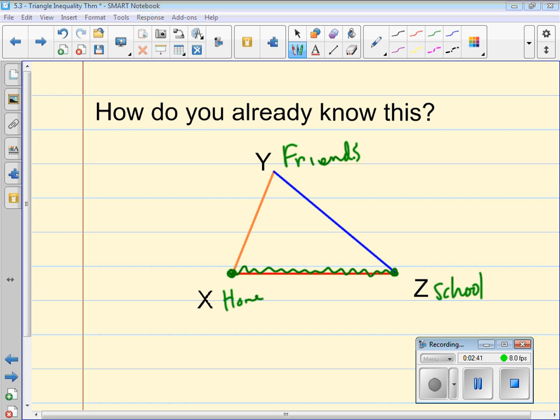Now, if I was to drive up to my friend's house and then to school, those two lengths added together have to be longer than going from home directly to school. Mom and Dad probably told us a long time ago that the quickest distance between 2 points is a straight line, and that is for sure. If I go from my home to my friend's to the school, it's got to be a longer distance.